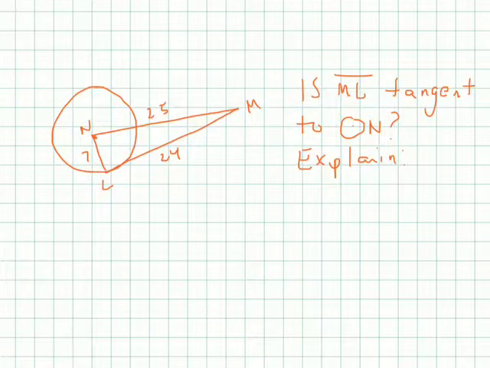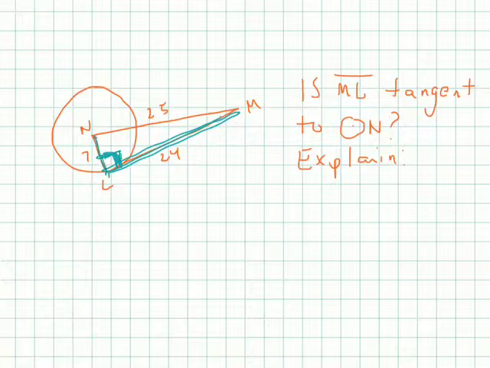What this one says is it's given us all the three sides of the triangle. So one side of our triangle is 25, one side is 24, and one side is 7. And this question says, is ML a tangent? So is ML a tangent? It's asking us, I'm going to draw this in color, if this is a 90-degree angle, right, then this is a tangent because it would hit the radius at 90 degrees.